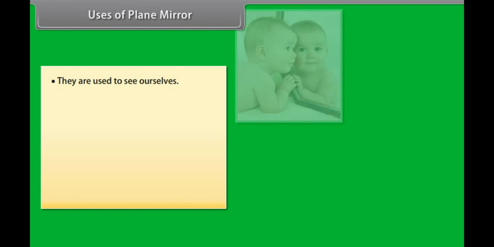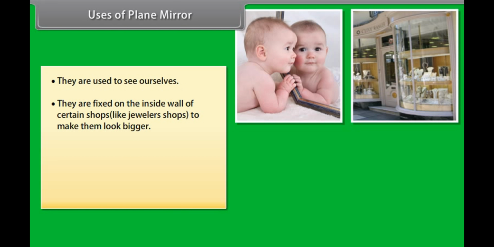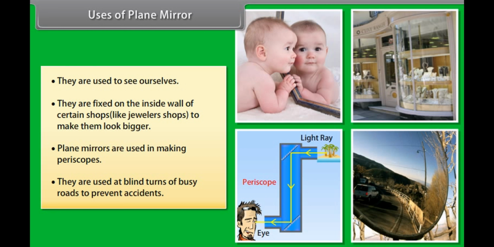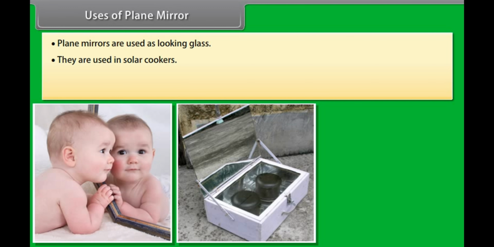Uses of plane mirror. They are used to see ourselves. They are fixed on the inside wall of certain shops like jeweler's shop to make them look bigger. Plane mirrors are used in making periscopes. They are used at blind turns of busy roads to prevent accidents. Plane mirrors are used as looking glass. They are used in solar cookers.